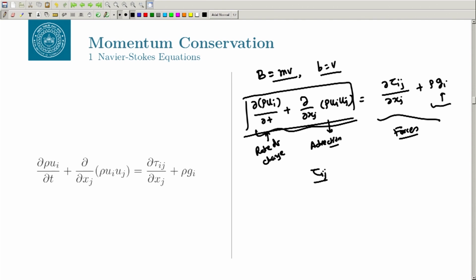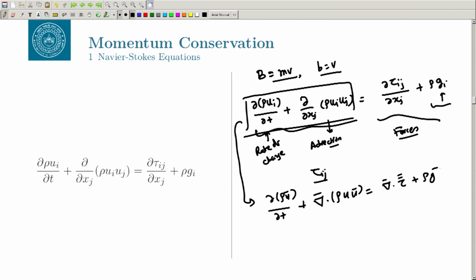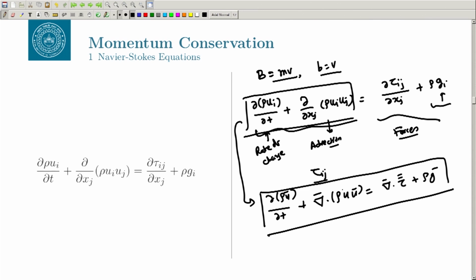If you want to write this expression in the vector form, that will be del rho u by del t plus del dot rho u u, which will be equal to del dot tau, plus rho g. The vector form is how you write it, and many of you may be familiar with the vector form.